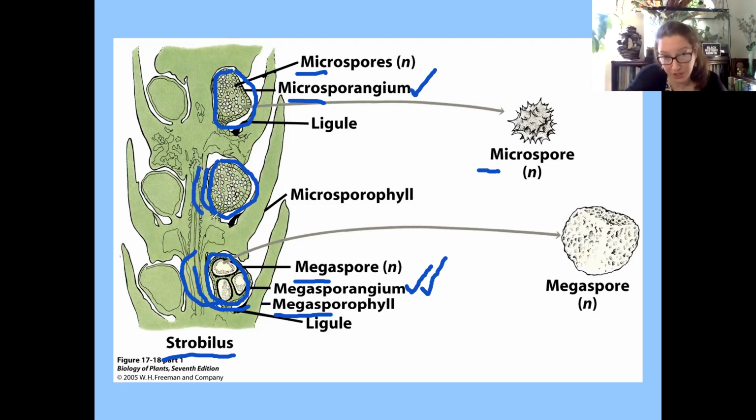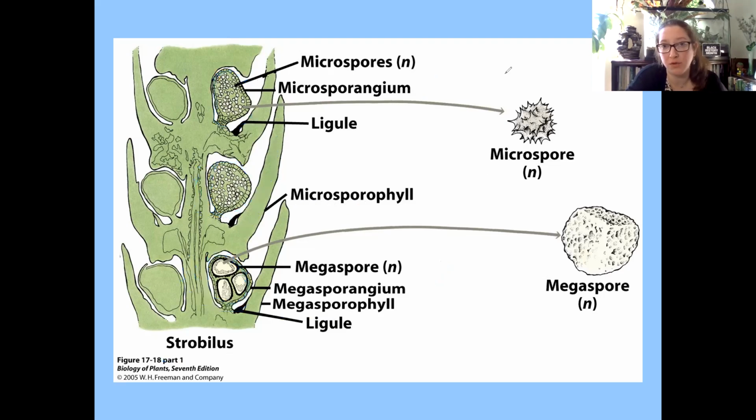Because this sporangium has microspores inside, we can call it a microsporangium. We can call the leaf that it's on a microsporophyll. Okay, don't worry about that too much. I'm just getting you used to these terms. Here's what you should worry about for today, though.